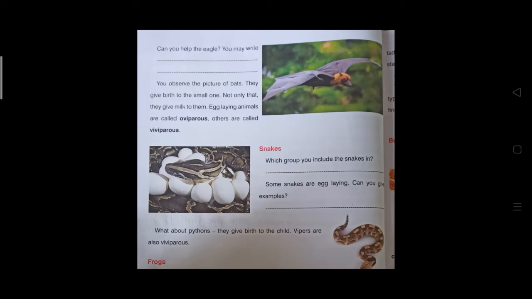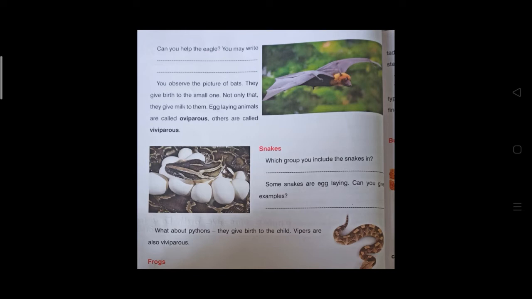Can we discuss the textbook activity? Here the question is, can you help the eagle? You may write. There are 2 lines given for writing the answer. And in last class we discussed a story in the forest. In that story, the eagle saw the bat sleeping upside down on a tree. And the eagle was thinking about which group the bat belongs to.